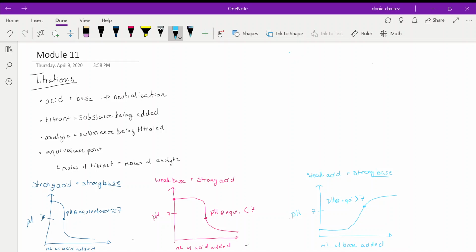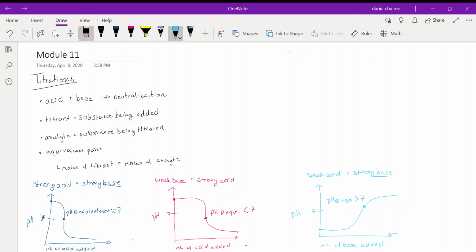So these are just rough sketches of what the graphs look like. So it's up to you guys to be able to figure out if you have a weak base with a strong acid, or a weak acid with a strong base by looking at your graphs and being able to tell, like, oh yeah, the pH would be less than 7 because this is a weak base and that's a strong acid, and kind of like that.